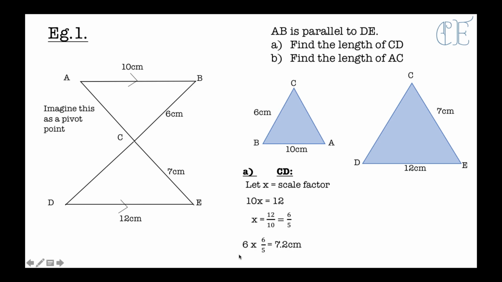Okay. So if we do 6 times 6 over 5, because we've found our scale factor, and we need to find this length. Our scale factor is 6 over 5, so we can do 6 times 6 over 5, giving us 7.2. So this one would be 7.2. And then to find the length of AC, well, AC is this length here. We know that this is 7, so we can divide this time. 7 divided by 6.5 is 5.83 centimetres to 2 decimal places.